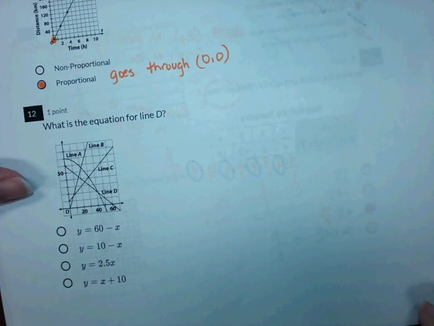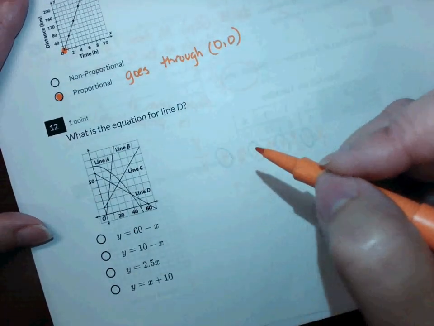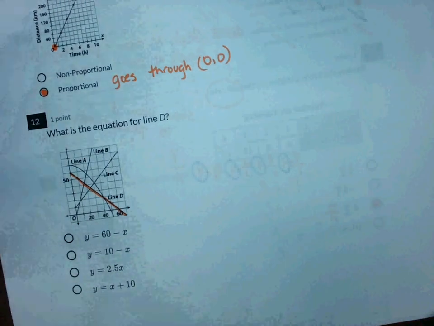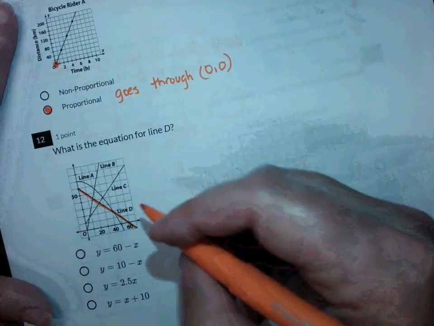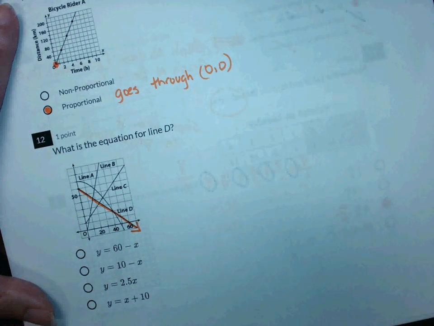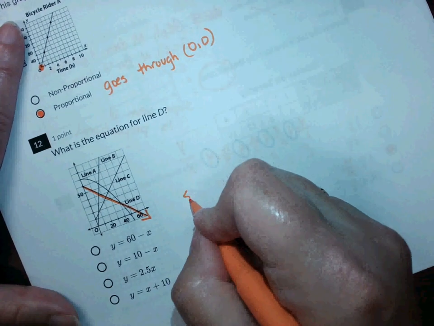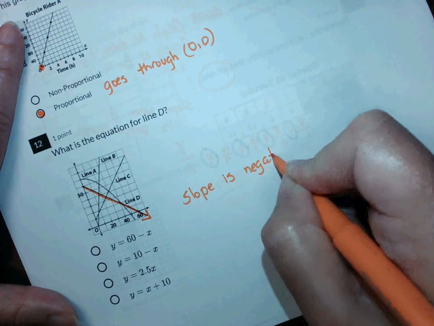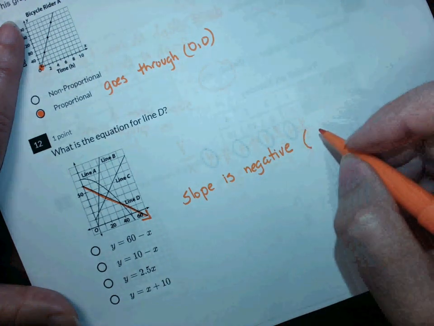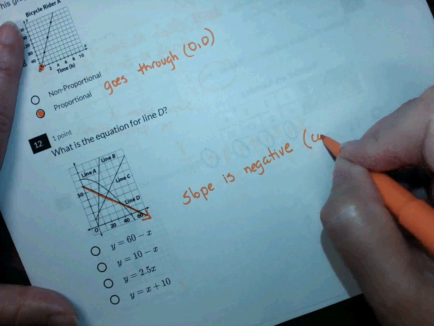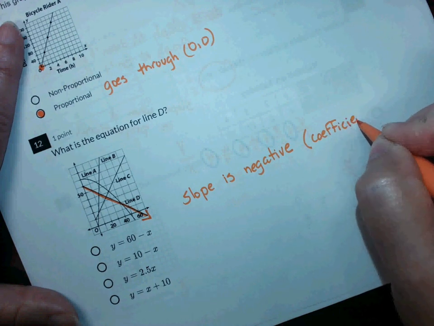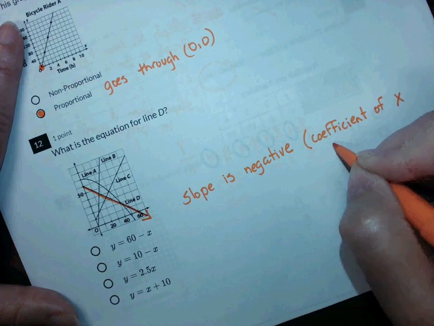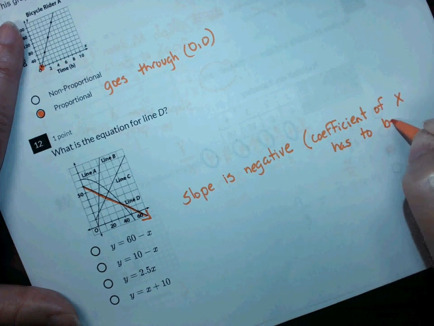Number 12. What is the equation for line D? First thing I'm going to do for line D is highlight that line. Kind of hard to see. So there's line D. The first thing I notice about line D is that the slope is negative. So the coefficient of x has to be negative.